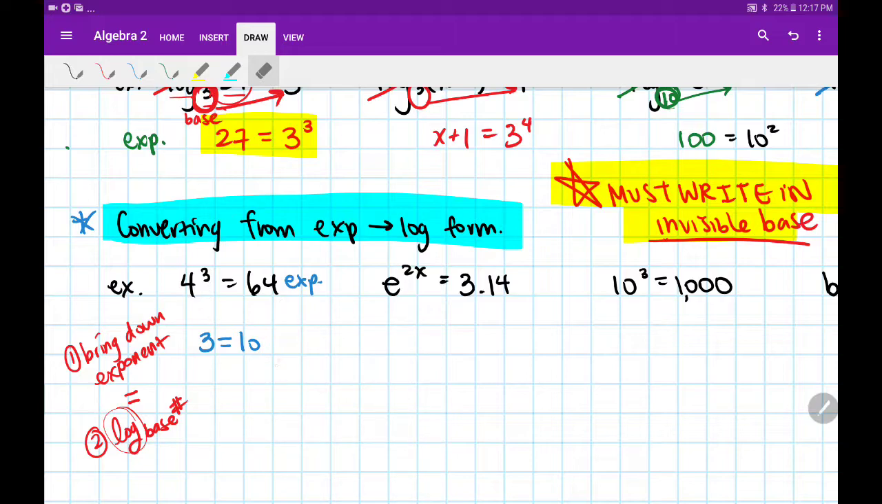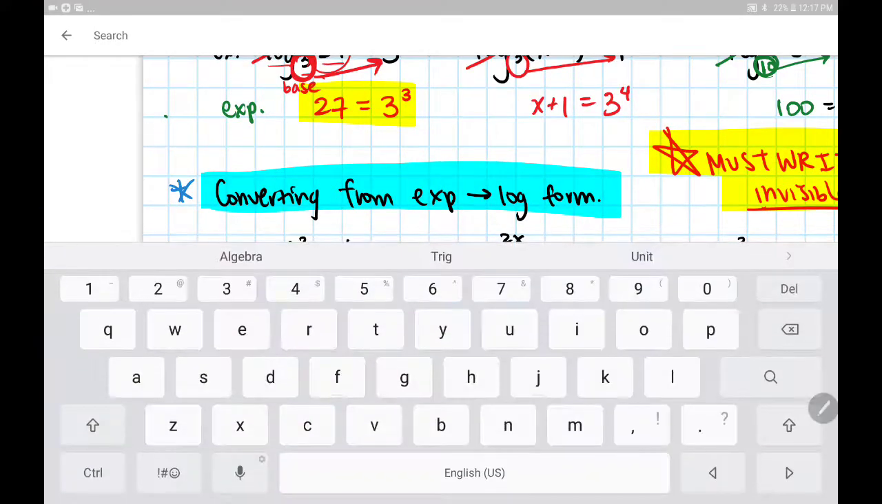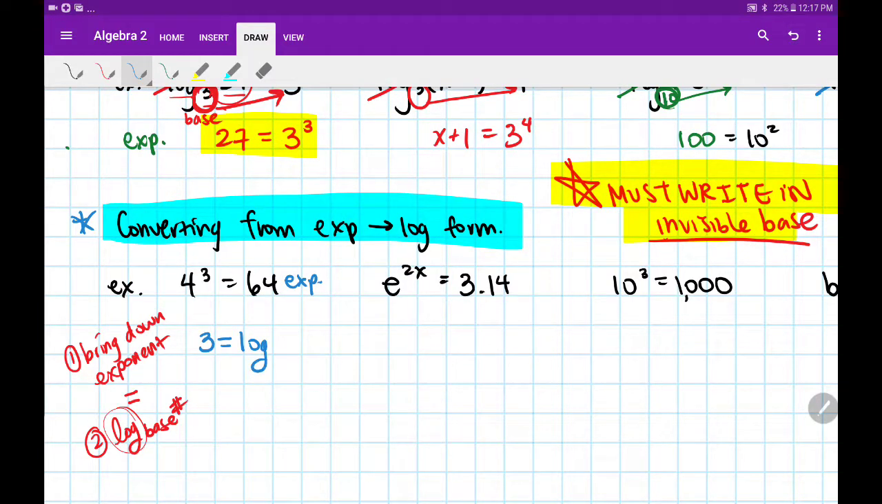Which is going to be the base? Which is going to be the base that goes down at the bottom? Well, the base refers to literally the base of the exponent. So this is a base 4. And the only number that remains is the one all by itself over here. Write it down. Log base 4 of 64.